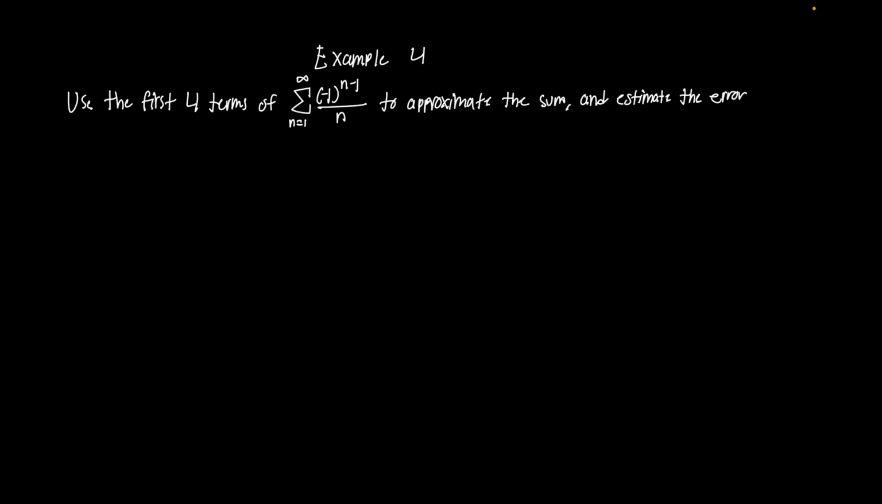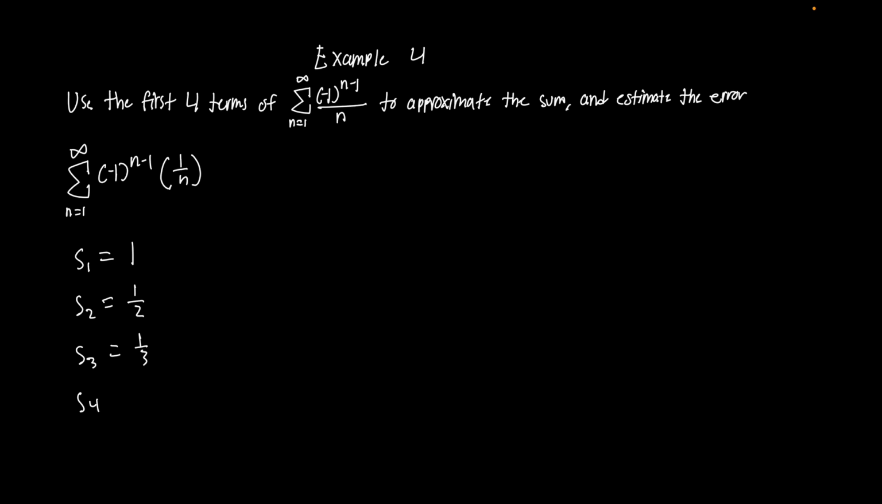So for that, we need to plug in our values, right? So we can rewrite this as the sum from n equals 1 to infinity of (-1)^(n-1) times 1 over n. Remember, we just pulled the n out. So now let's write it down. S sub 1 is just 1. Remember, we plug in a 1, right? 1 divided by 1 is 1. So the second is just a half. Third is just a third. Fourth is just 1/4.